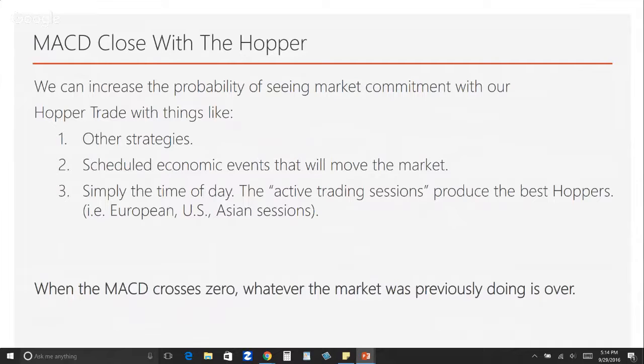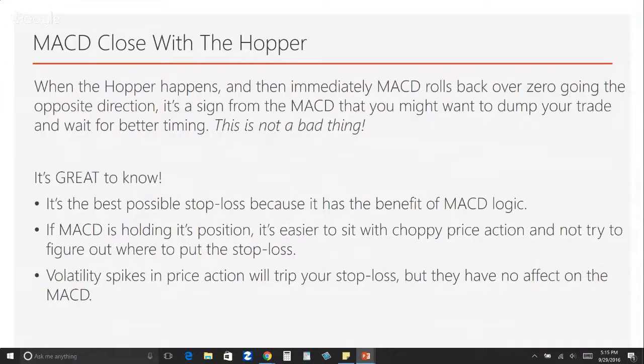And remember, I'm going to keep saying this until it sticks into your head permanently. When the MACD crosses zero, whatever the market was previously doing, it's over. Okay, it's over. MACD close. MACD says that thing that you were doing a minute ago, it's done. Get out of it. Market is now doing something different.